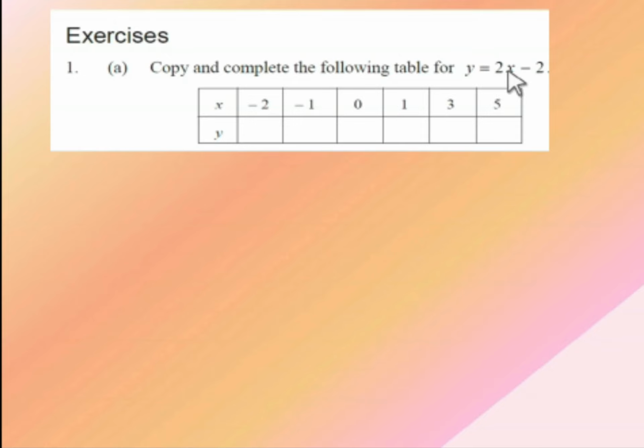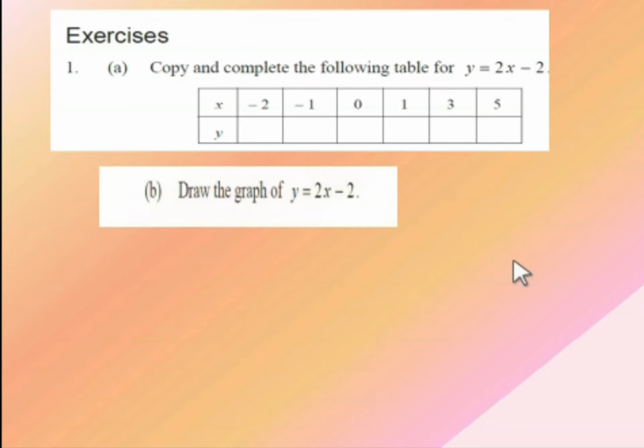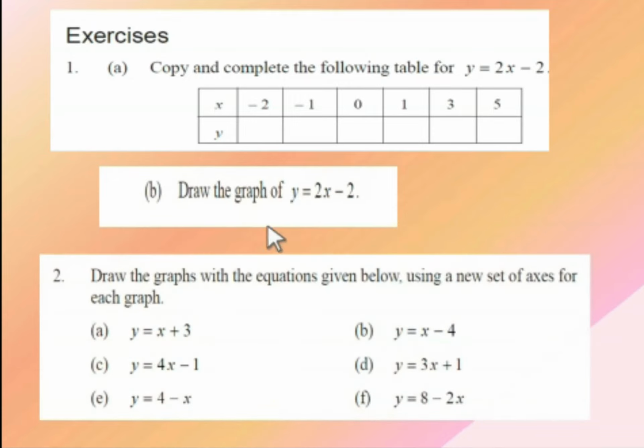Take this as 1. 2 ones are 2. 2 minus 2, that is 0. So here it is 0. Put the value as 3. 3 twos are 6. 6 minus 2, a second standard student will tell, is 4. 5 twos are 10. 10 minus 2, it is 8. So ultimately, if you learn how to do it orally, your work will be very easy. Draw the graph y is equal to 2x minus 2. This is the activity you are supposed to do.